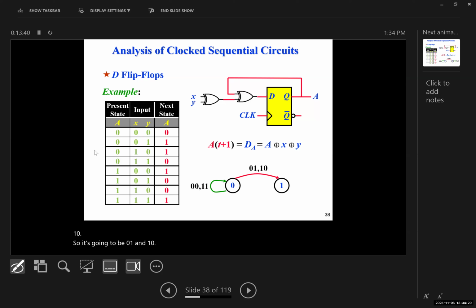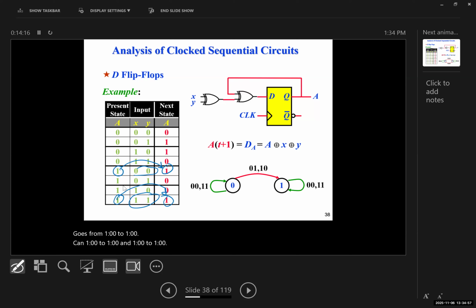Now imagine I'm at point 1 in the circle 1. What are my paths? I can go from 1 to 1 or 1 to 0. So if I want to go from 1 to 1, what are my inputs? Yes, it's going to be 0, 0, and the other one 1, 1. So 0, 0, and 1, 1 gives me again 1 to 1.